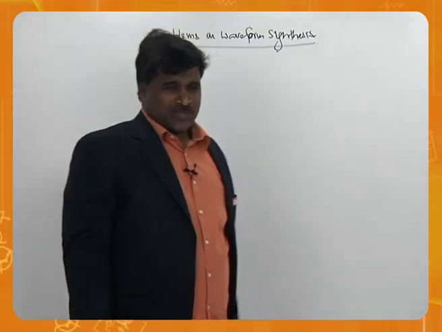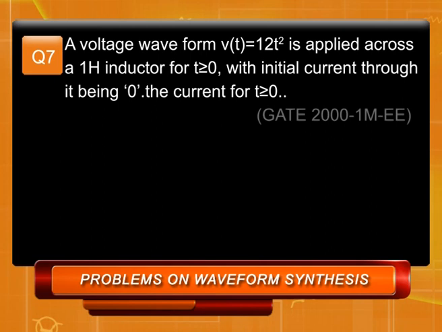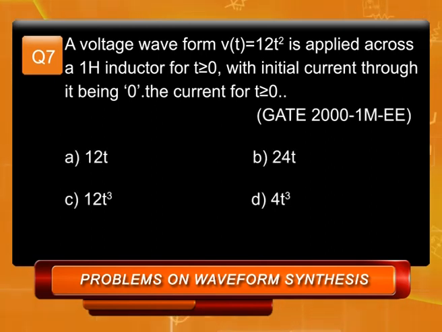Let us go to 7th question. A voltage waveform V of t is given as 12t square. This is a parabola, applied across a 1 Henry inductor for t greater than 0, with initial current through it being 0. The current for t greater than 0. Options are given: 12t, 24t, 12t cube, 4t cube. Let us see what is going to happen.